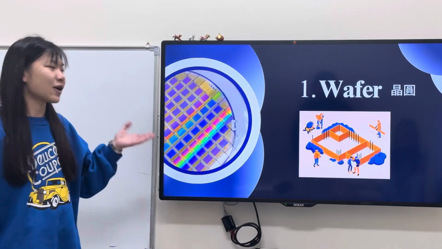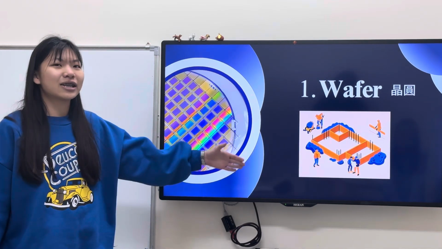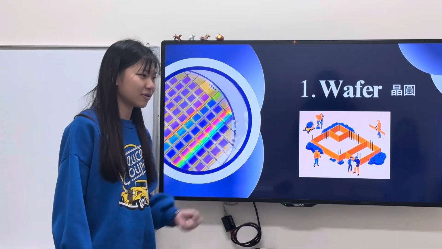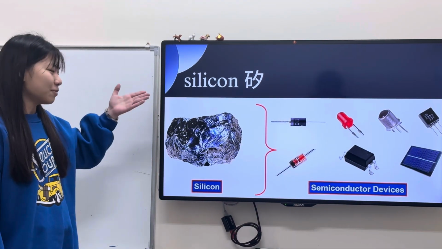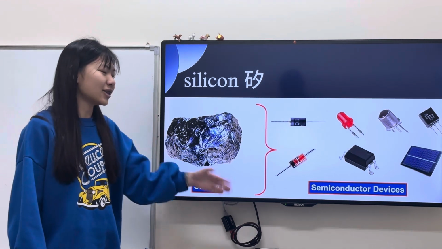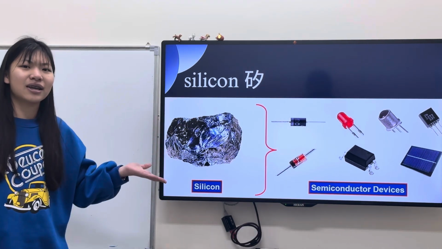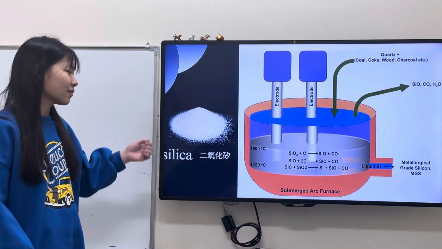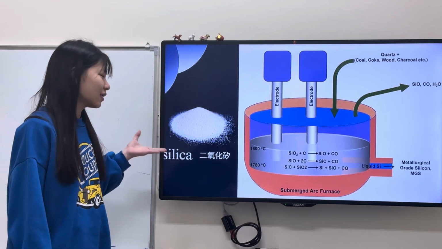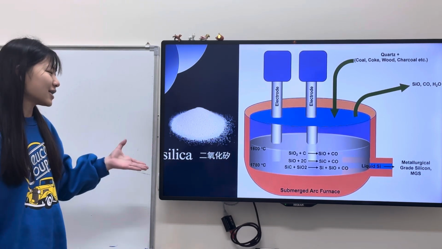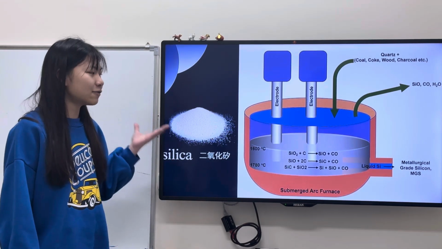Let's start with the foundation of the semiconductor chip, just like the foundation of a building. We learned from science books that silicon plays an important role in the semiconductor industry. Then, how does sand transform into silicon and then into the wafer? In many places, silica, also called silicon dioxide, is the main ingredient of sand.